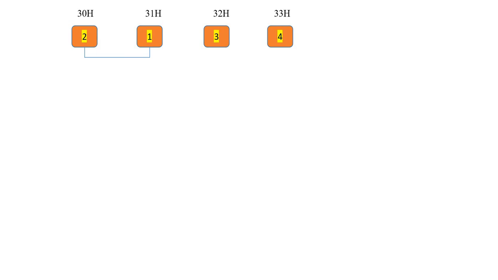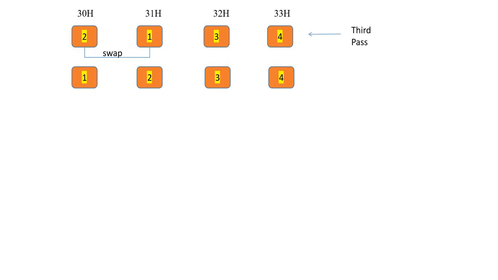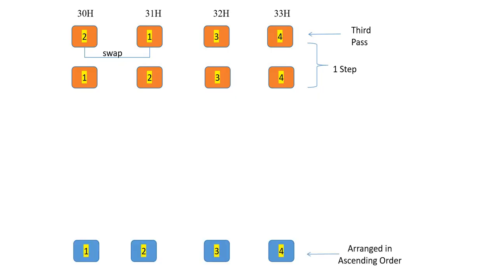In between 2 and 1, 2 is larger. So we have to swap it. We'll get 1 and 2 and 3 and 4 will be as it is. So our array is sorted here in the ascending order. So this was our third pass. In the third pass, we have only one step and this is our final arranged array in the ascending order.